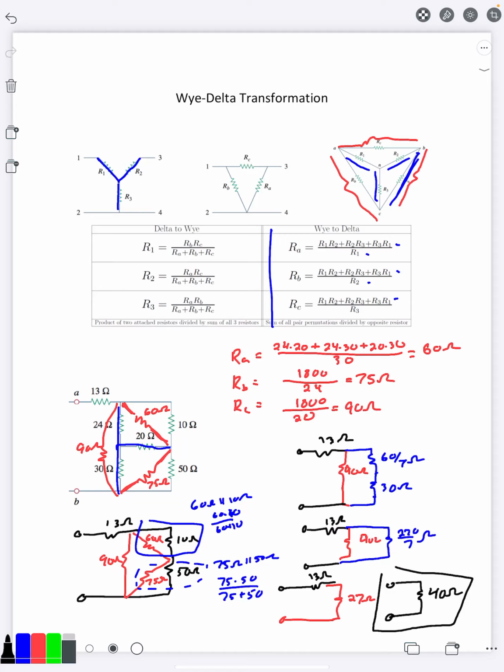So again, you can see having to deal with Wye Delta is definitely super annoying, but it lets you solve problems that otherwise would be impossible to solve.